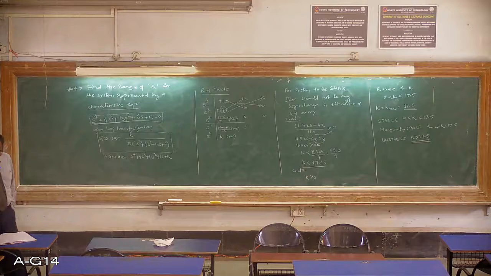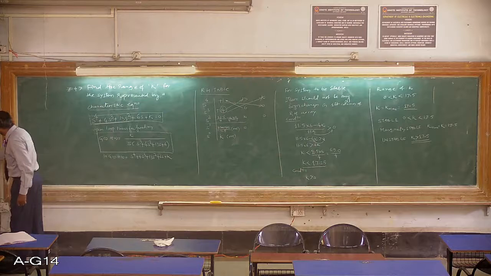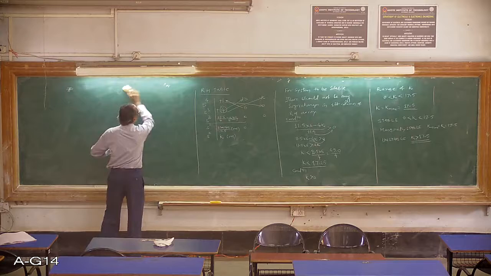Now I will consider a case wherein the characteristic equation is given. So I will consider one numerical where g of s is given to you, and I have already explained how to get it if this is given. So we'll take some higher order numerical and we'll find the sustained oscillations.